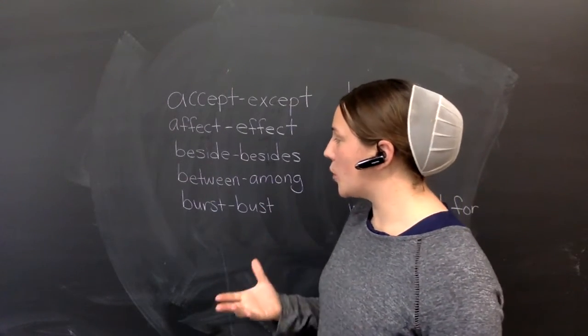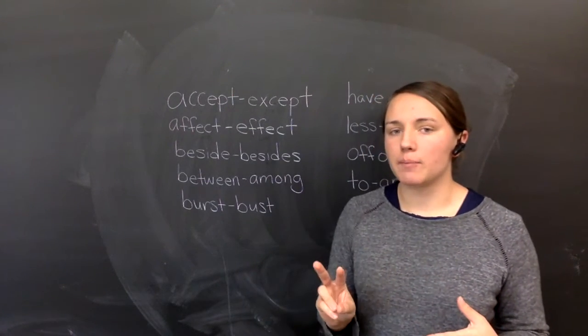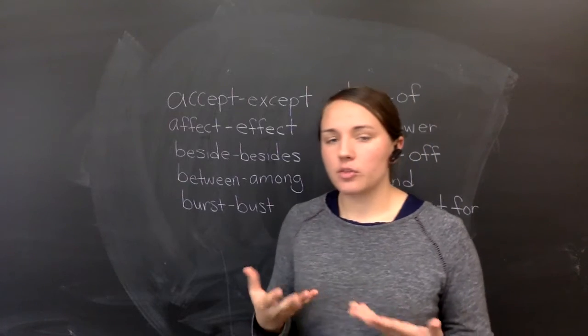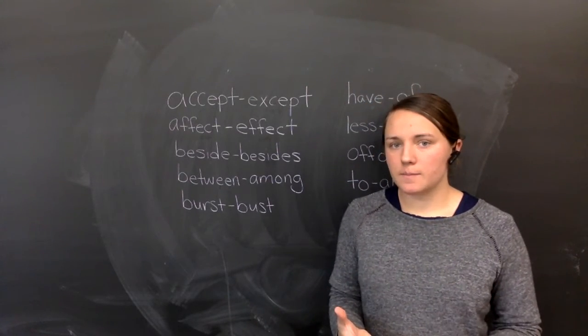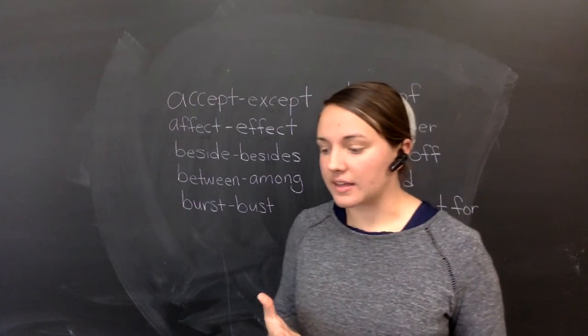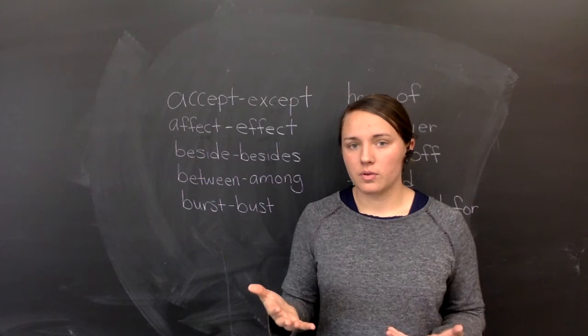Next we have between, and we use between when we're talking about two people or things. An example would be Jared and I had $3 between us. We use among if we're talking about 3 or more people or things. The sickness spread among the townspeople.